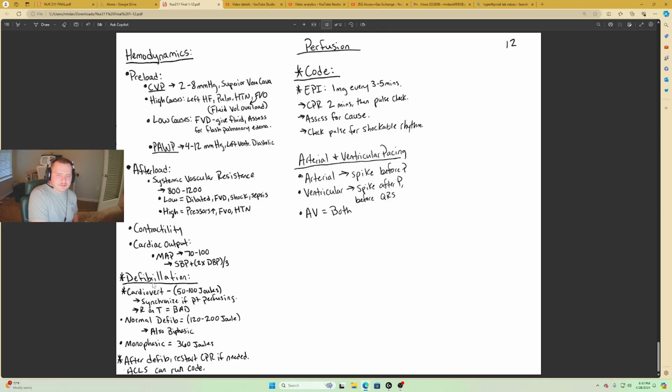After defib, restart CPR if needed, and also ACLS certified RNs can run a code.